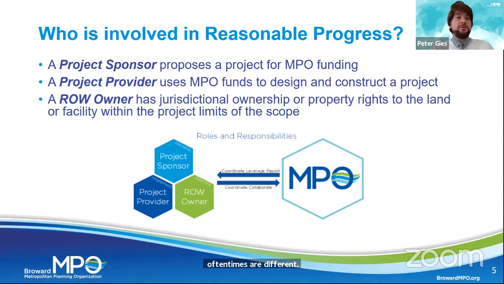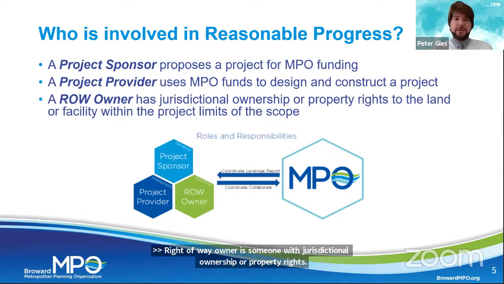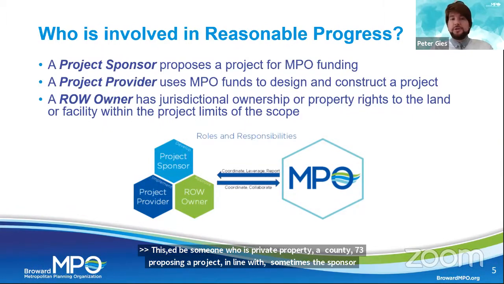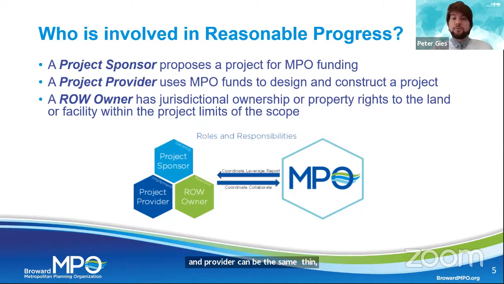Again, this could be someone maybe who's private property, or it could be a county-owned facility where a city is proposing a project. So in line with what I was just saying, sometimes a project sponsor, provider, and right-of-way owner can all be the same. It could be a city where a city sponsored the project, they're delivering the project through the local agency program, and they also own the right-of-way within the project.